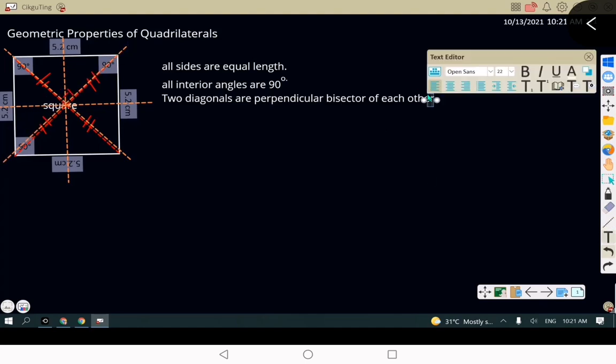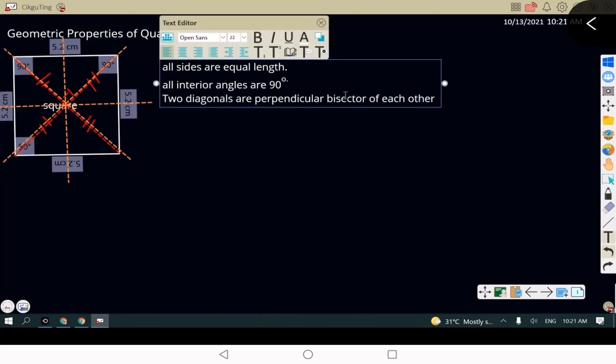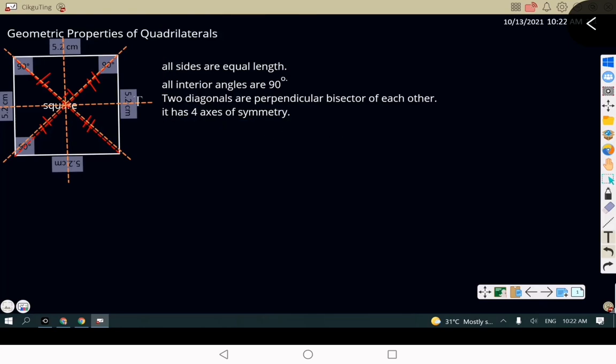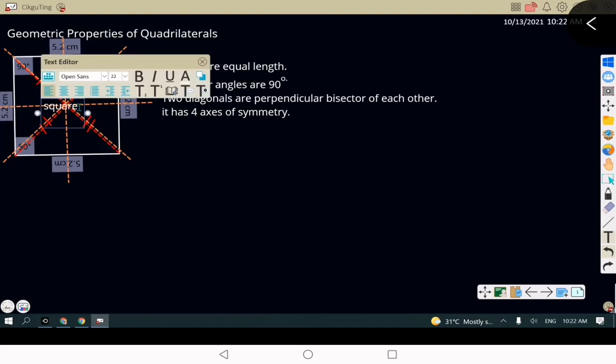If you study a little bit more than that, just to let you know there are a lot of geometric properties for this one, it has four axes of symmetry. Okay. Later on, if you go for further forms, you can study more than that. For the geometric properties, this one we consider a square. Okay? We consider a square for this type of question.